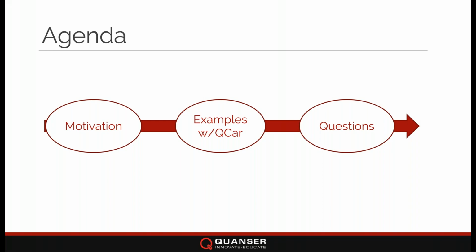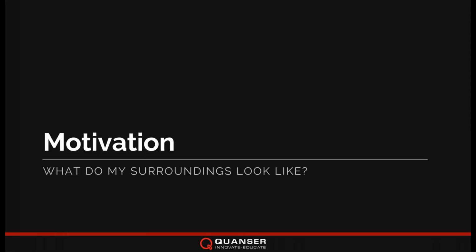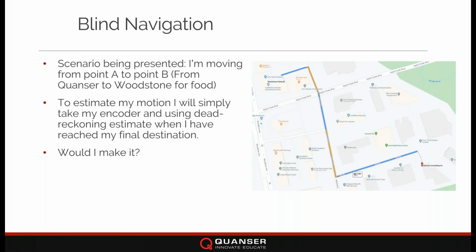Starting off with the motivation as to why navigating and how you perceive your surroundings is important. For the most part in robotics, one basic example is blind navigation, where I'm taking a scenario. This is a map of our office. At lunchtime, I like to go to a restaurant called Woodstone. And so what I want to do is figure out how to get to where I need to go. Normally as a person, as I'm walking around, I use landmarks, I use roads in order to navigate to where I'm going. But in robotics, we have access to all the sensors, but not necessarily all the algorithms necessary to fuse the sensors and figure out where I need to go.